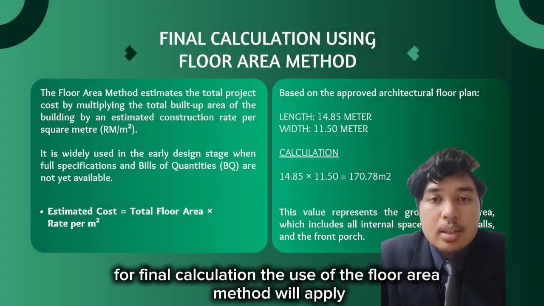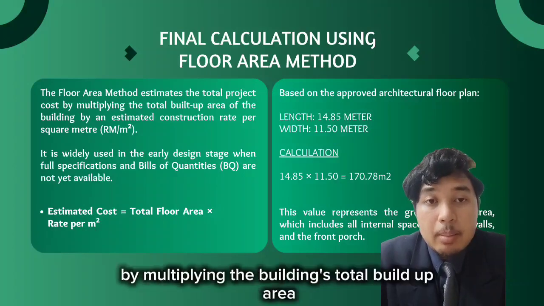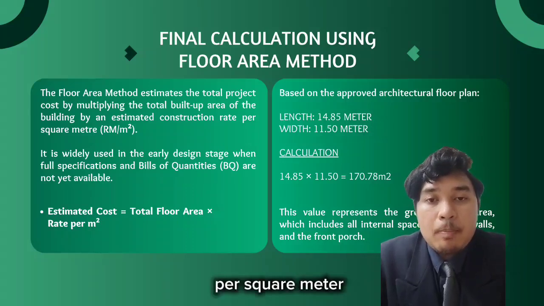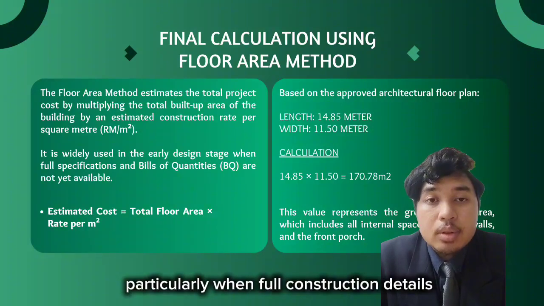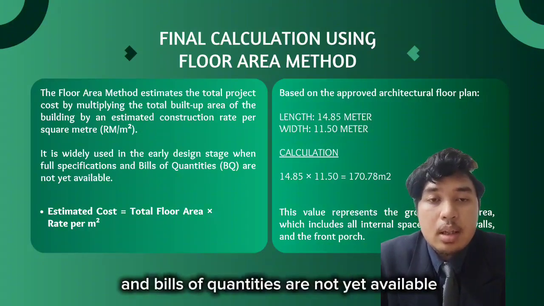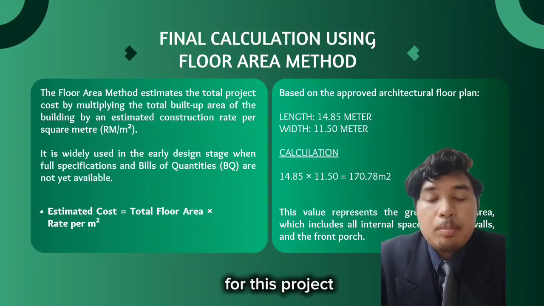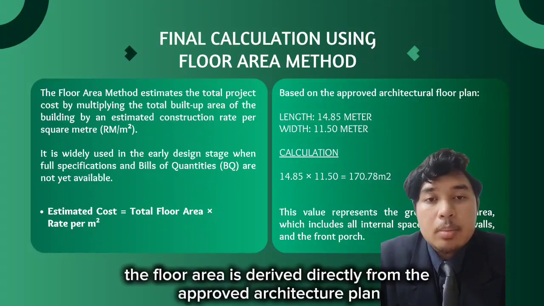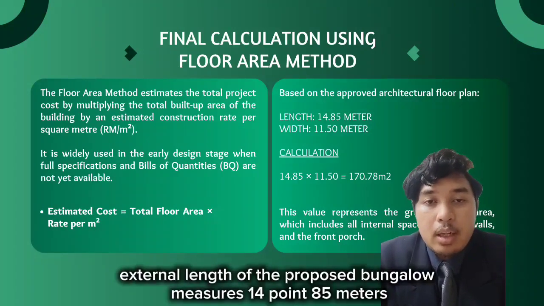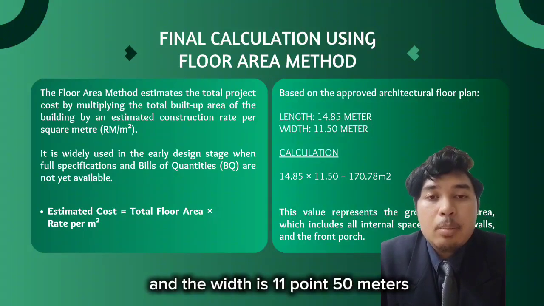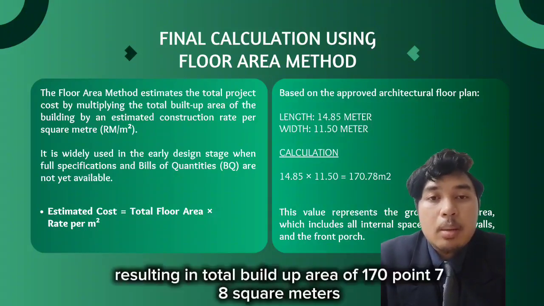For final calculation, the floor area method will be used to estimate the total construction cost by multiplying the building's total build-up area by the standard construction rate per square meter. This technique is widely applied during the early design phase, particularly when full construction details and bills of quantities are not yet available. For this project, the floor area is derived directly from the approved architectural plan. The external length of the proposed bungalow measures 14.85 meters and the width is 11.50 meters, resulting in total build-up area of 170.78 square meters.